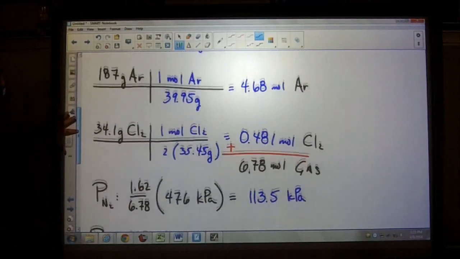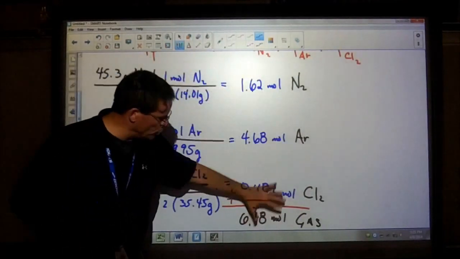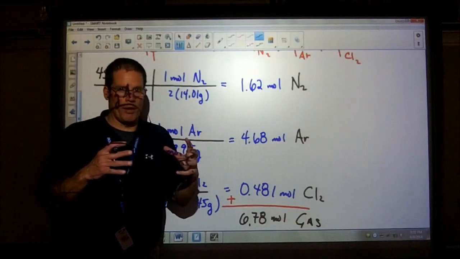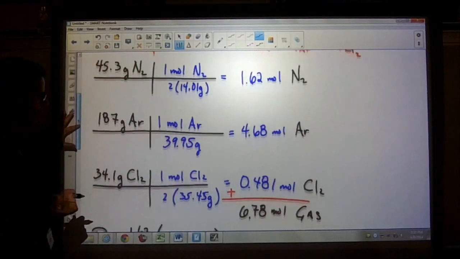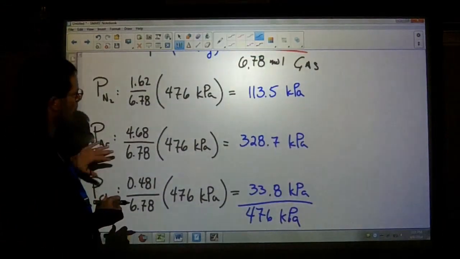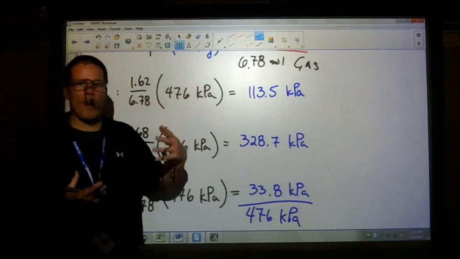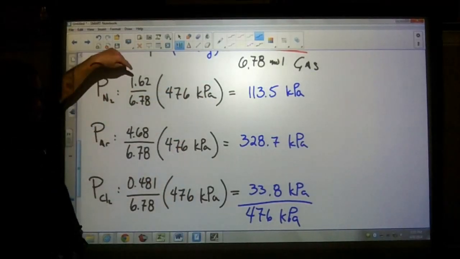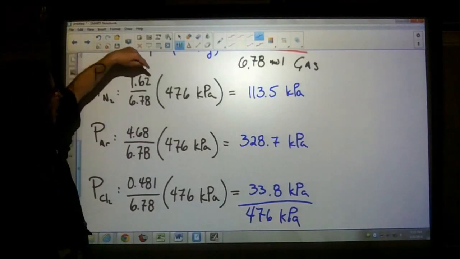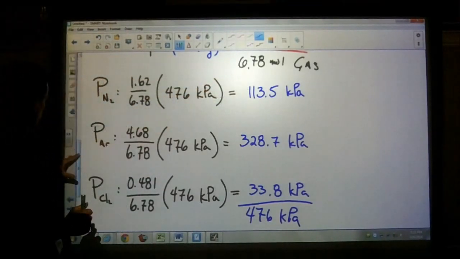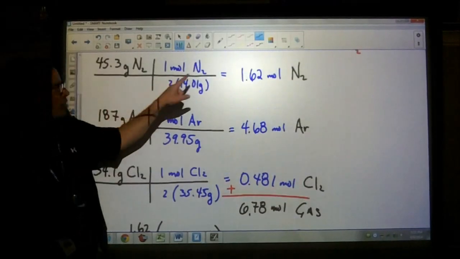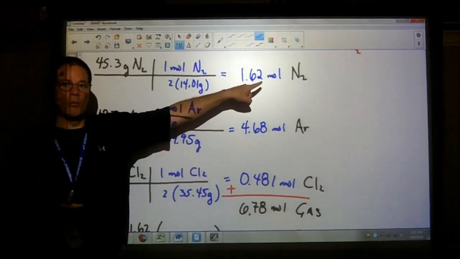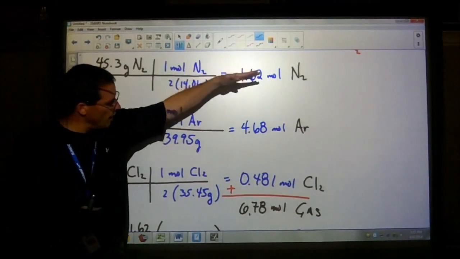Once you have your moles, add up all the moles, and we're going to put them in the same container, and all those gases will contribute to a total pressure of 476. I want to find out what each of those gases is contributing. So I want to find out, okay, for nitrogen, of the 6.78 moles of gas, nitrogen is contributing 1.62 moles of that. So I'm going to take that divided by that.